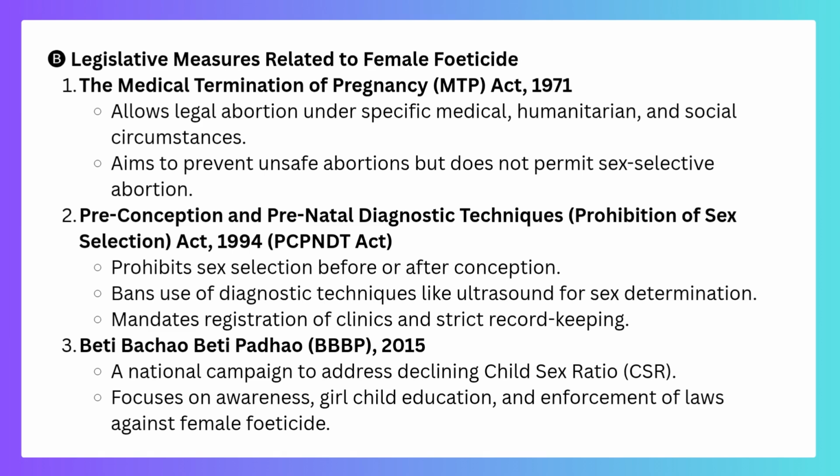Preconception and Prenatal Diagnostic Techniques, Prohibition of Sex Selection, Act, 1994, PCPNDT Act. Prohibits sex selection before or after conception. Bans use of diagnostic techniques like ultrasound for sex determination. Mandates registration of clinics and strict record keeping.